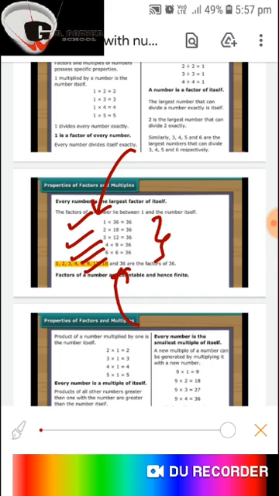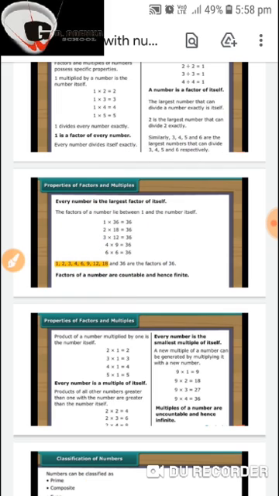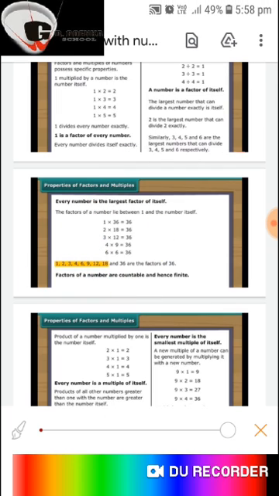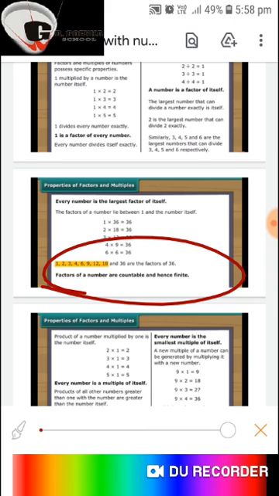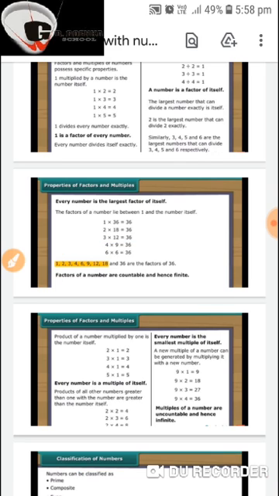So here, students, when we talk about a particular number, its least factor is going to be 1 and its highest factor is going to be the number itself. All the other factors lie between 1 and the number. So we can say that the factors are countable and hence finite. That is, we can count the number of factors. We don't have a number that has millions and trillions of factors. We have a number that has a limited number of factors that we can count. So these were the properties of factors.